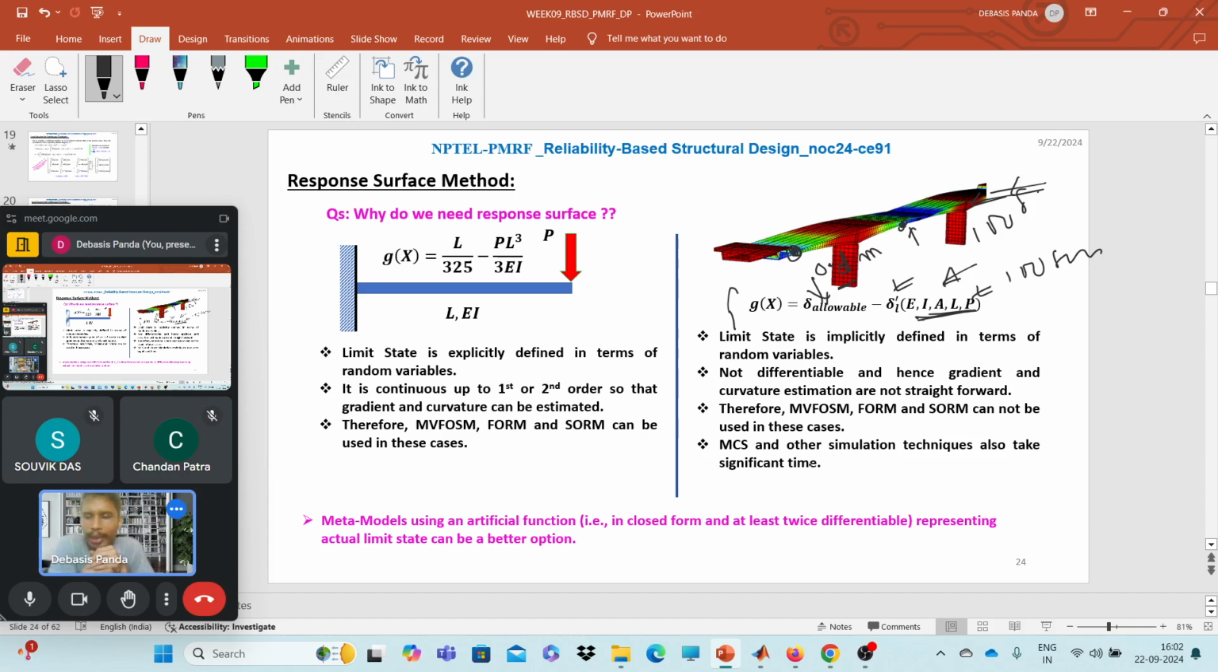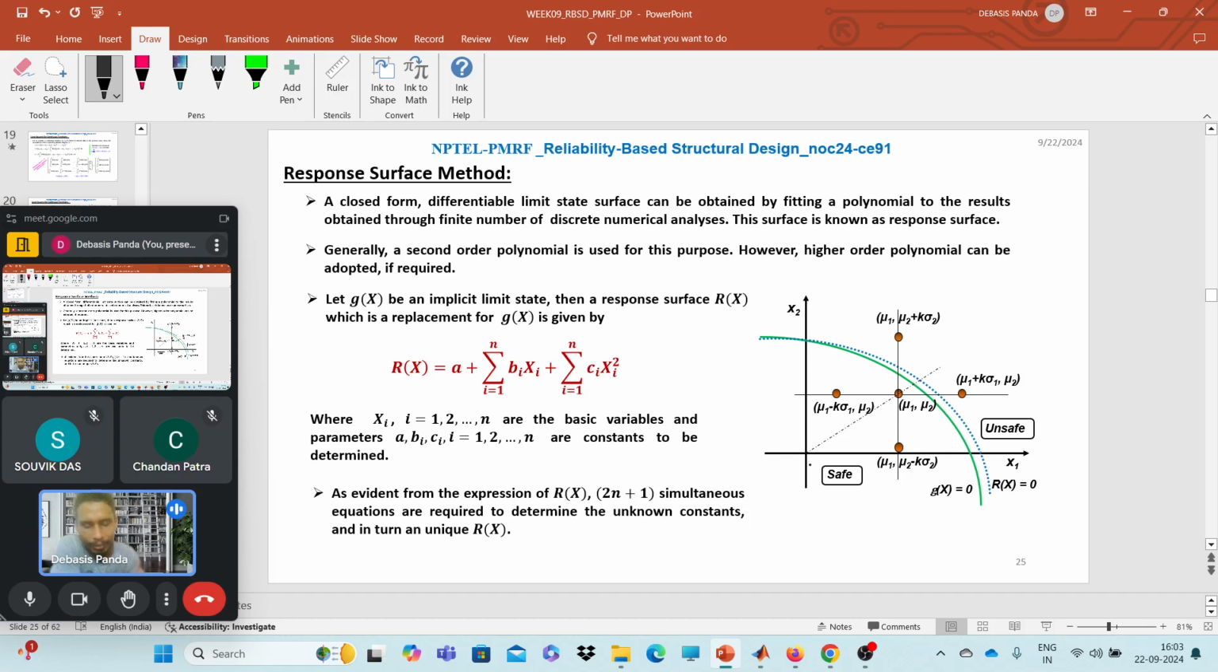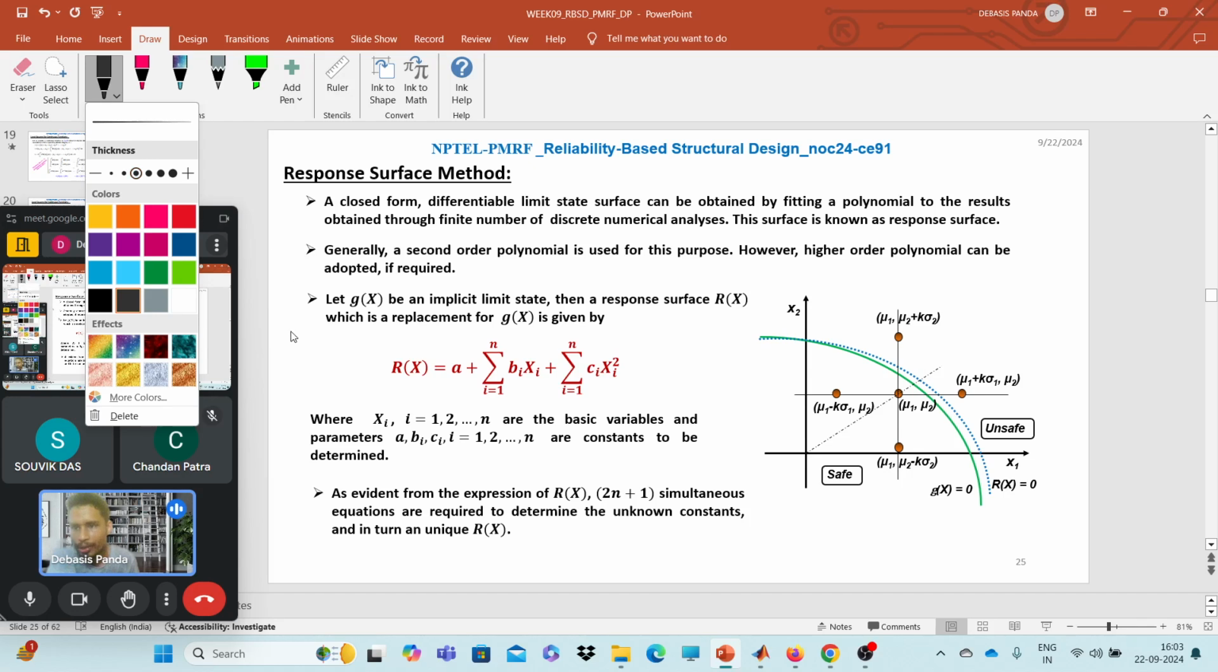So in the response surface method, what we do is replace this limit state using some meta model, and then we perform the reliability analysis. And for this we use the least square curve fitting technique. And how, we will just see. First, what do we do? First we propose some response surface in terms of polynomials.